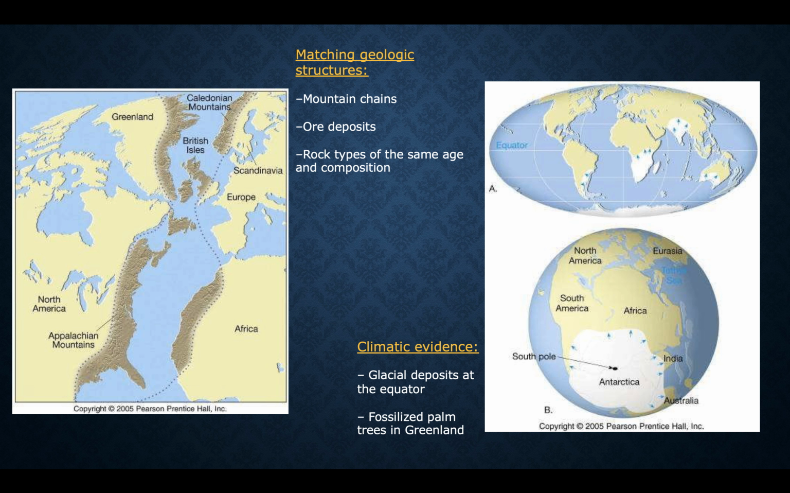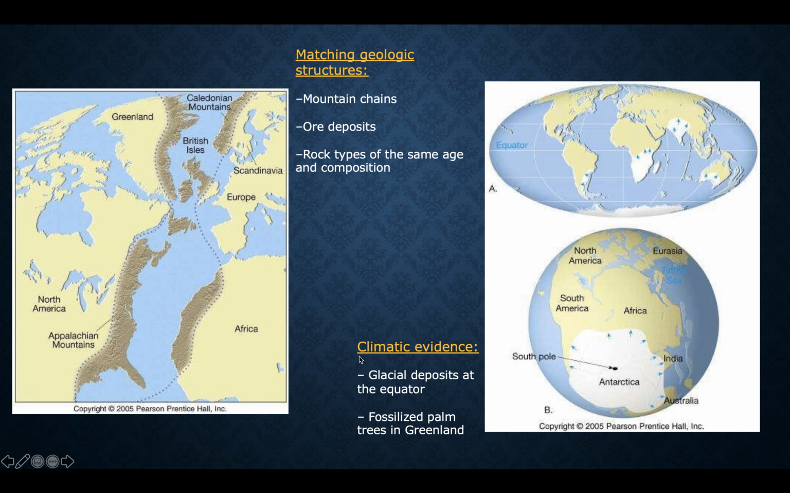Some other early indicators included things like mountain chains. Geologists started discovering that mountain chains, once again separated by an entire ocean on different continents, were of the same rock type, of the same age, of the same metamorphic grade. And it seemed too impossible. They must have once been linked, but how? Other things that they also unearthed were ore deposits and rock types of the same age and composition.